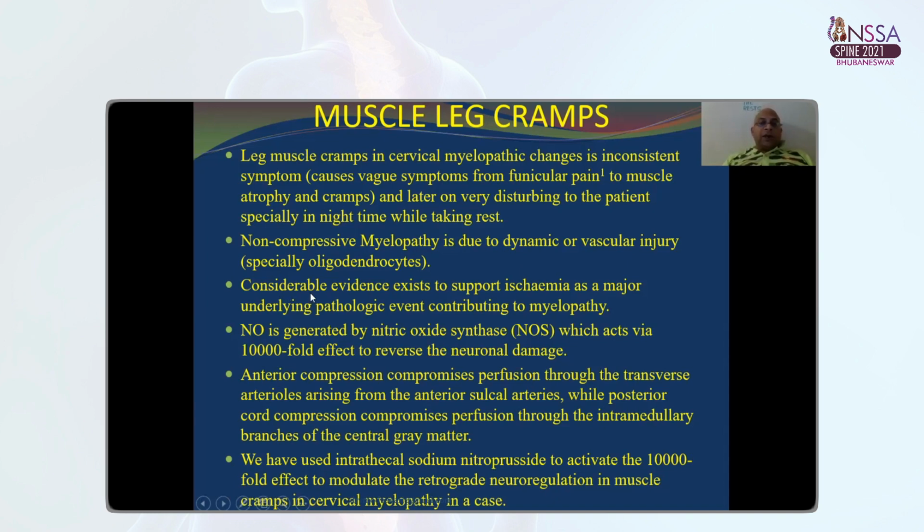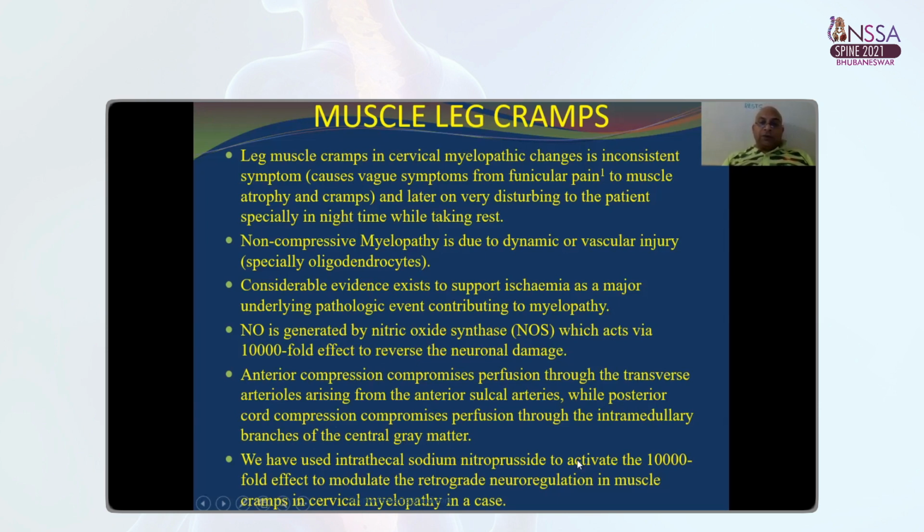There is considerable evidence to support ischemia as a major underlying pathologic event contributing to myelopathy and thereby leg cramps. As far as the blood supply is concerned, anterior compression affects the anterior cervical arteries, and posterior compression affects the intramedullary branches and central gray matter. And thus, nitric oxide is generated by nitric oxide synthetase, which acts via the 10,000-fold effect to reverse the neuronal damage.